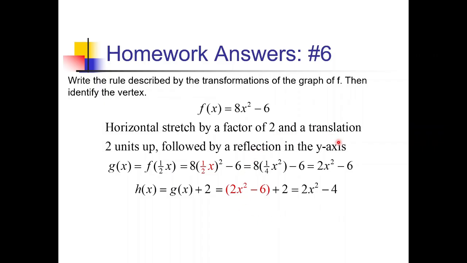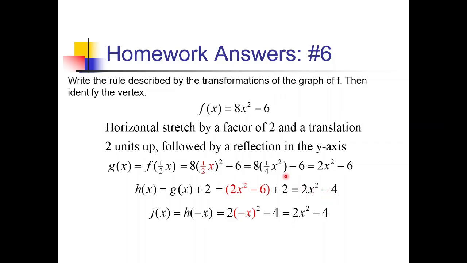Lastly, I want to reflect that in the y-axis, and I'll call this next one the j function. To reflect in the y-axis, that's a left-right horizontal reflection, so I need to negate the x value of the input. So I'm going to write j equals h of negative x. So I'm just going to take this 2x squared minus 4 and plug negative x in for x. Now doing that, if I actually simplify and square that, I just still end up with 2x squared minus 4. So nothing actually changes visually or formulaically with that last reflection.